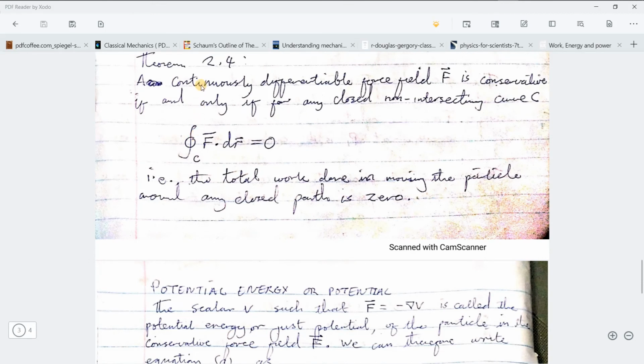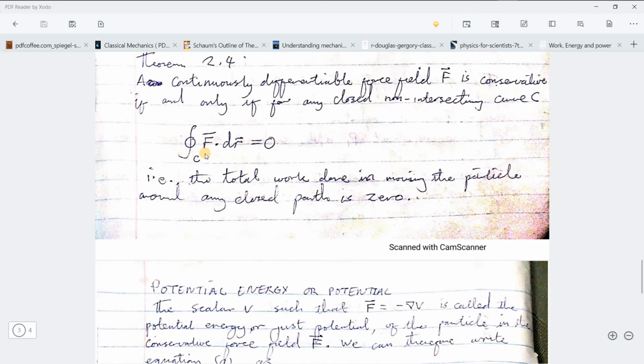Okay, so theorem 2.4, also talking about conservative force fields, says that a continuously differentiable force field F is conservative if and only if, for any closed non-intersecting curve C, the integral of F dot dr equals 0. So here we're just saying that the work done over a closed integral must be equal to 0. This operation is just the work done here.